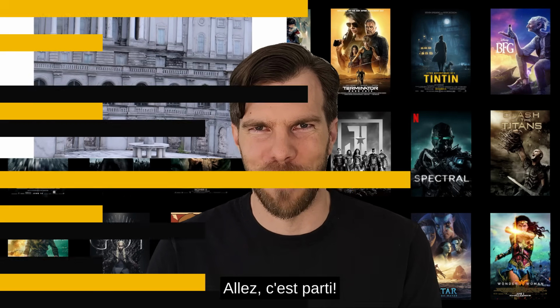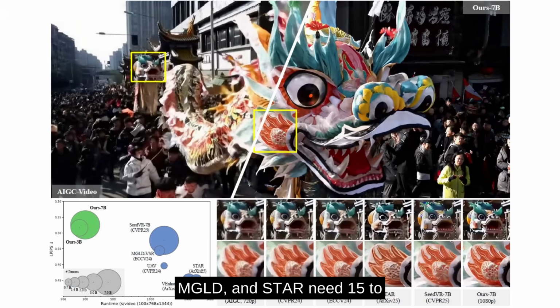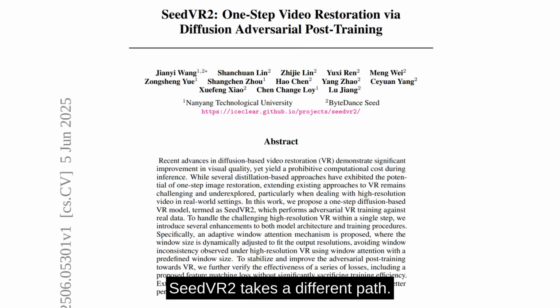Allez, c'est parti. Video restoration faces a fundamental challenge. Traditional diffusion models like Upscale-A-Video, MGLD, and STAR need 15 to 50 denoising steps to transform low-quality video into high-resolution output. Even the original SeedVR, which earned highlight recognition at CVPR last month, still requires multiple steps. SeedVR2 takes a different path.